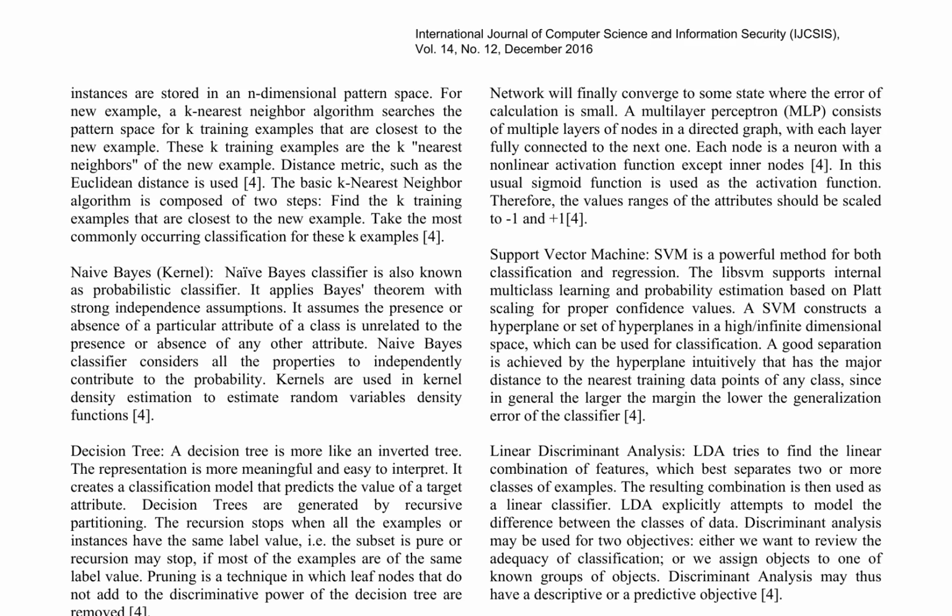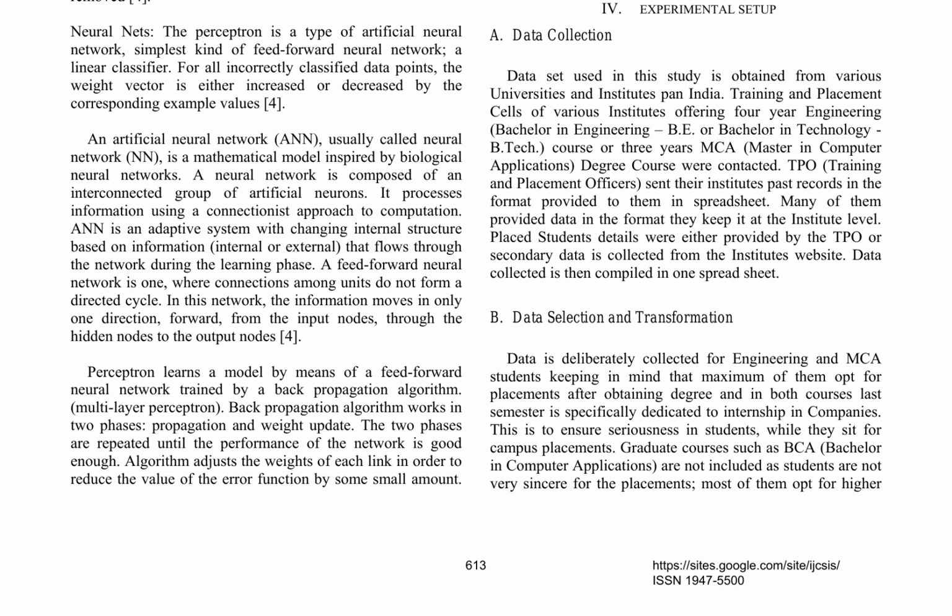Neural networks, specifically the perceptron, are a type of artificial neural network that processes information using a connectionist approach to computation. A feed-forward neural network is one where connections among units do not form a directed cycle, and the information moves in only one direction, from input nodes to output nodes. The backpropagation algorithm is used to train the network, adjusting the weights of each link to reduce the error function.